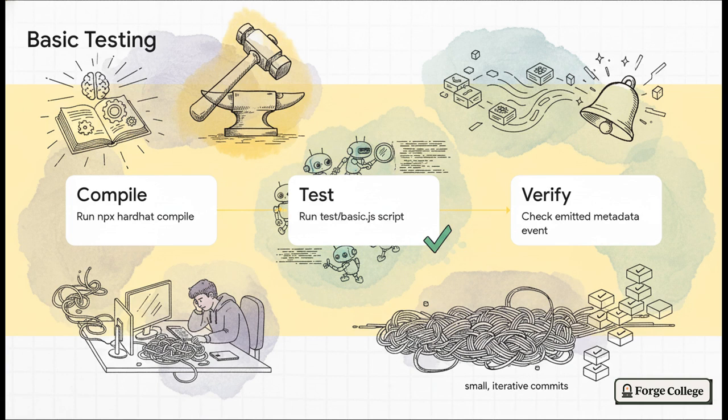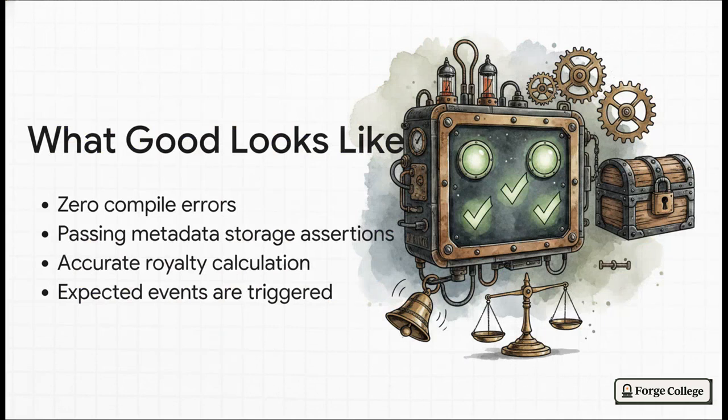A quick word of advice here. Seriously, keep your commits small and iterative. Test constantly. Unless, of course, you really enjoy untangling massive knots of spaghetti code at 3 a.m., because I definitely don't. So the crucial point is knowing exactly what success looks like on your terminal screen.